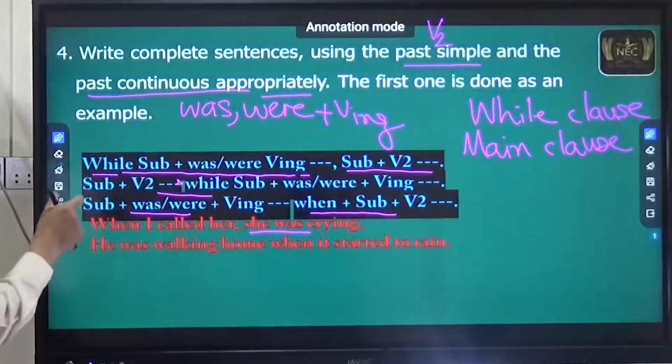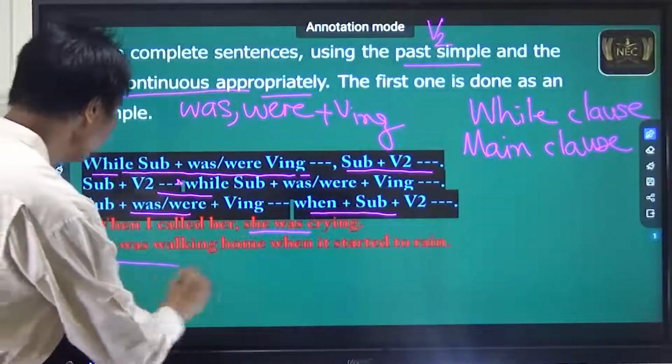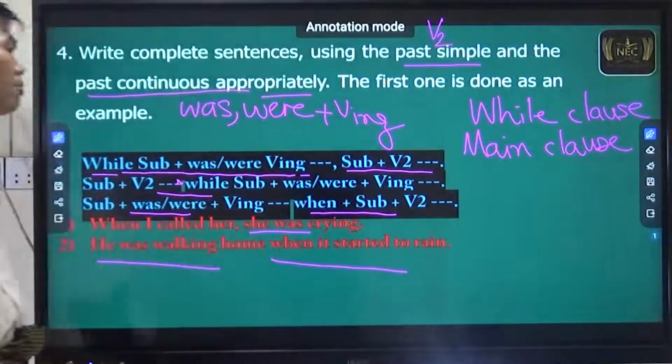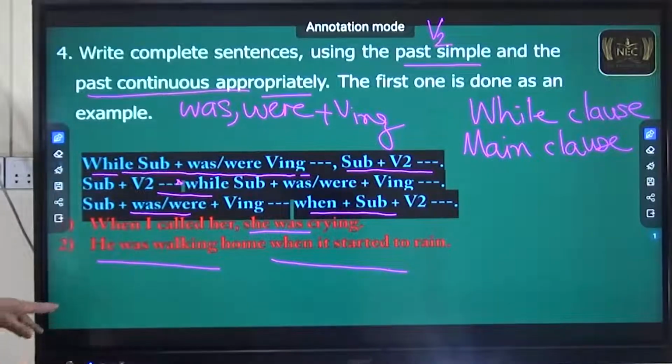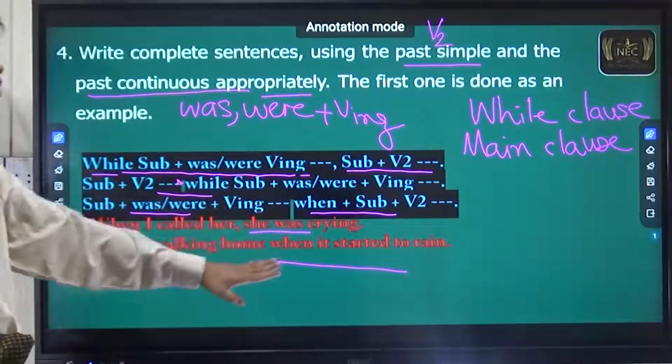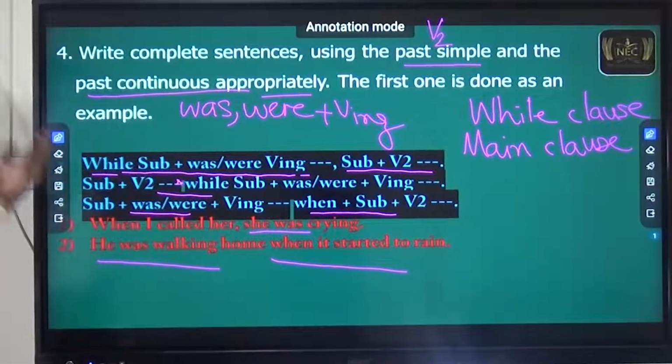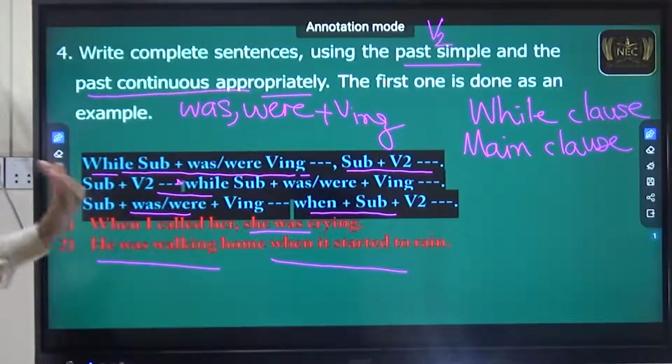After he was walking home, it started to rain. She lay a period, period, period.